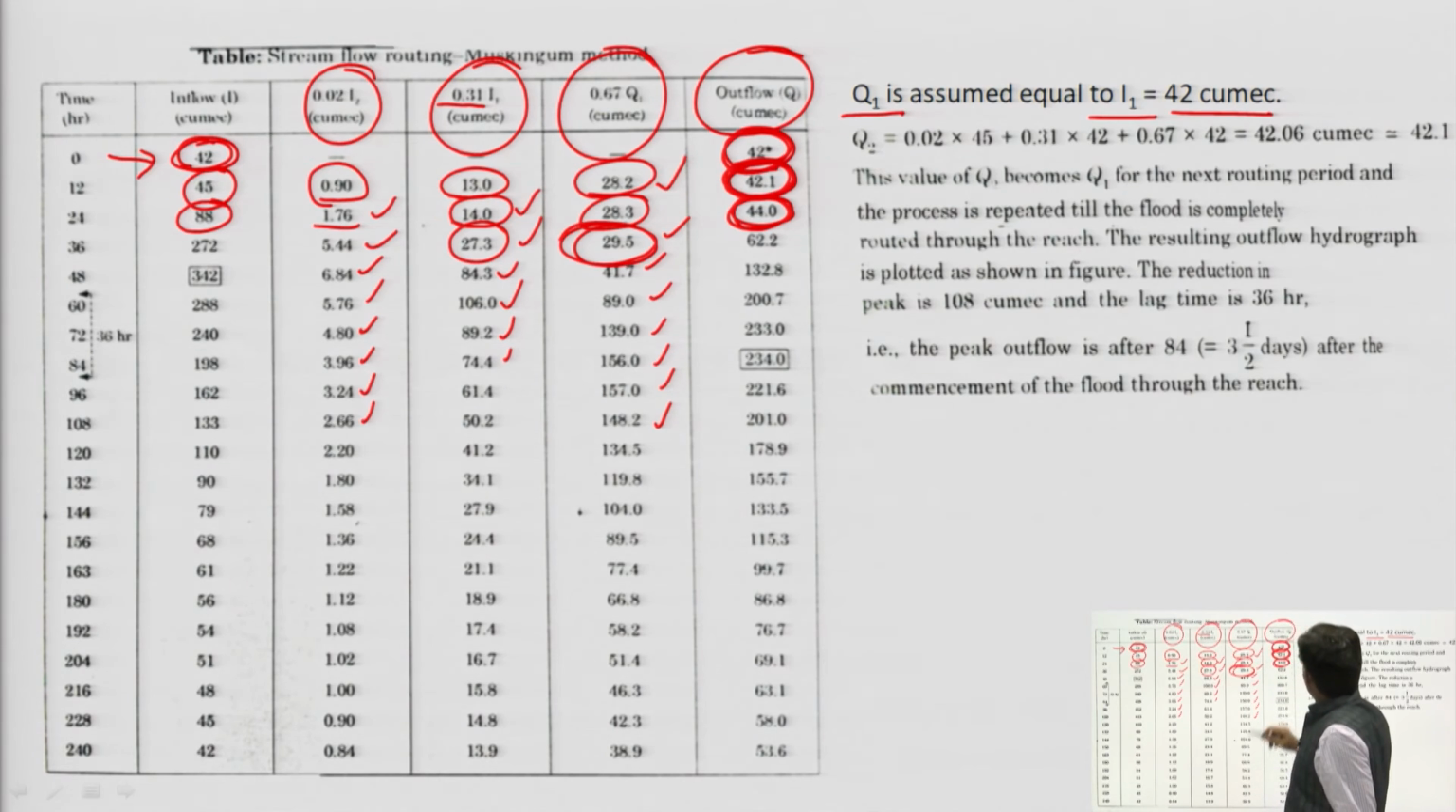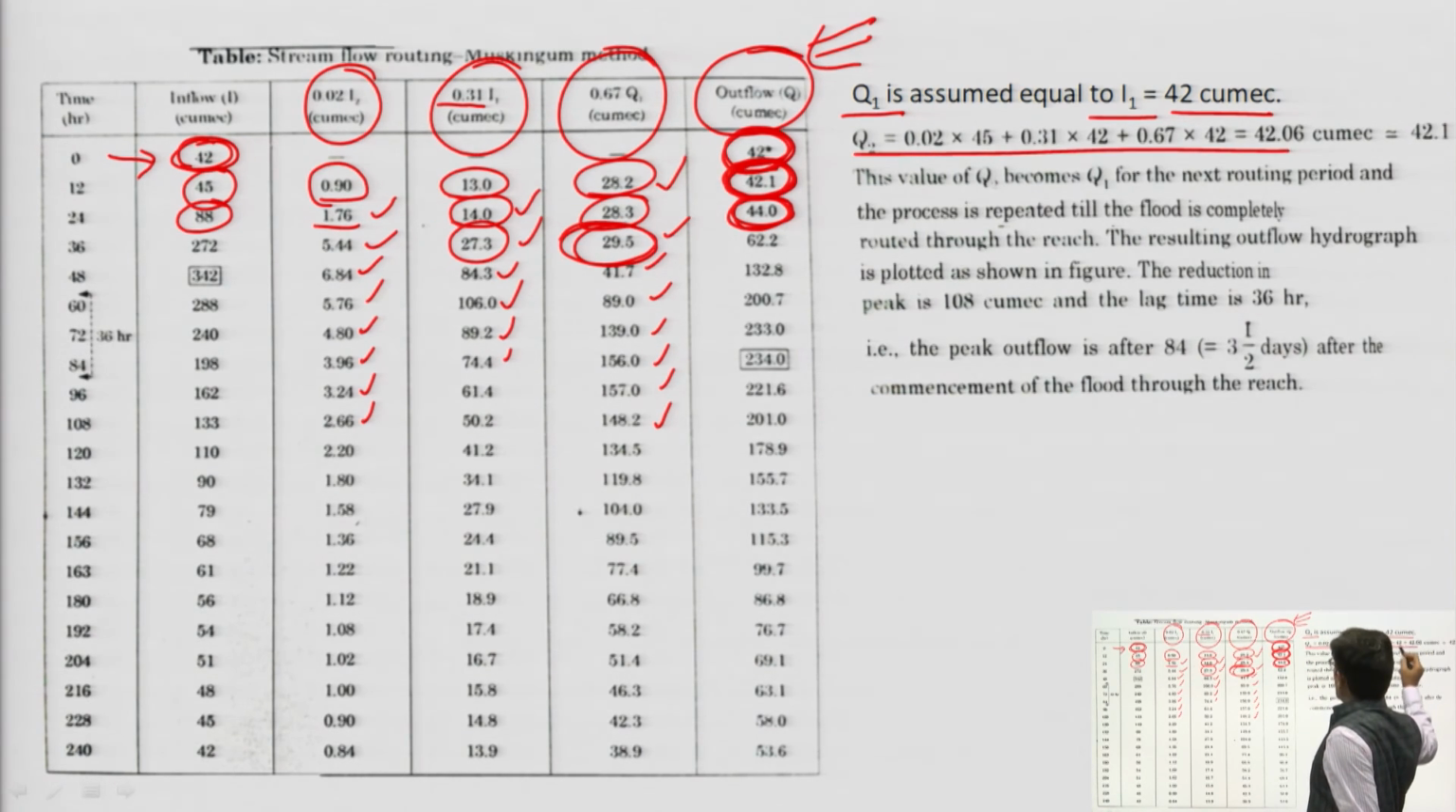The data presented in this column represents the required outflow. The value of Q2 becomes Q1 for the next routing period, and the process is repeated till the flood is completely routed through the reach. The resulting outflow hydrograph is plotted as shown in the figure.